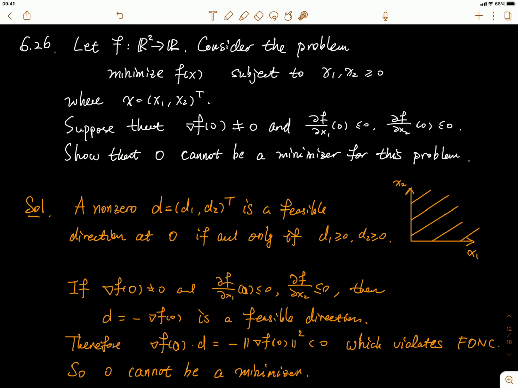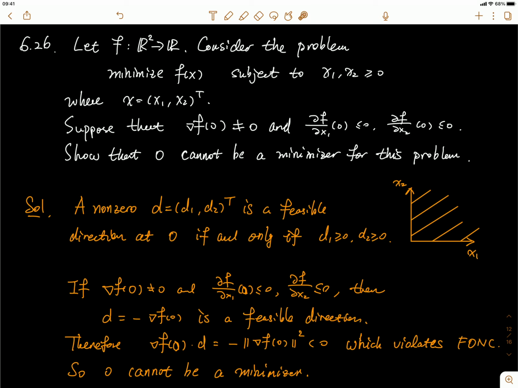Okay, so to show that, we just need to see if the first order necessary condition or the second order necessary condition is violated at the point 0. If they are violated, then 0 cannot be a local minimizer. So the problem is given like this, and this is the constraint set. So x can only be here, including the two axes. And to check the first order necessary condition, we need to show that for any feasible direction d, the directional derivative of f along the direction d must be greater than or equal to 0.